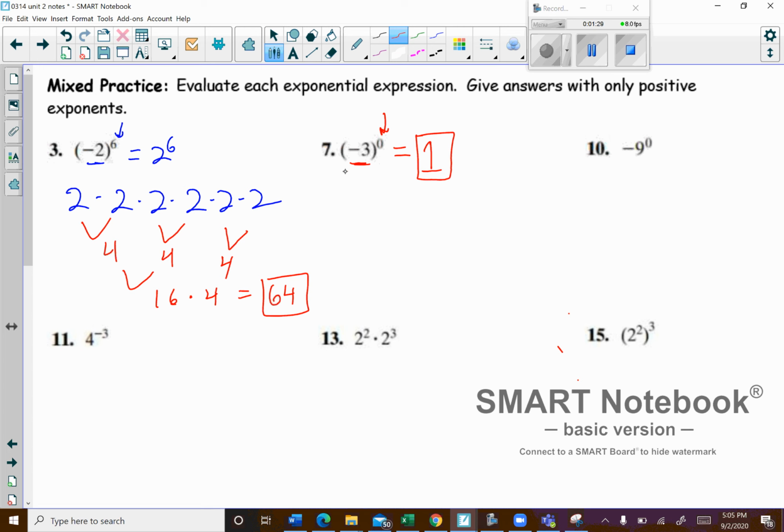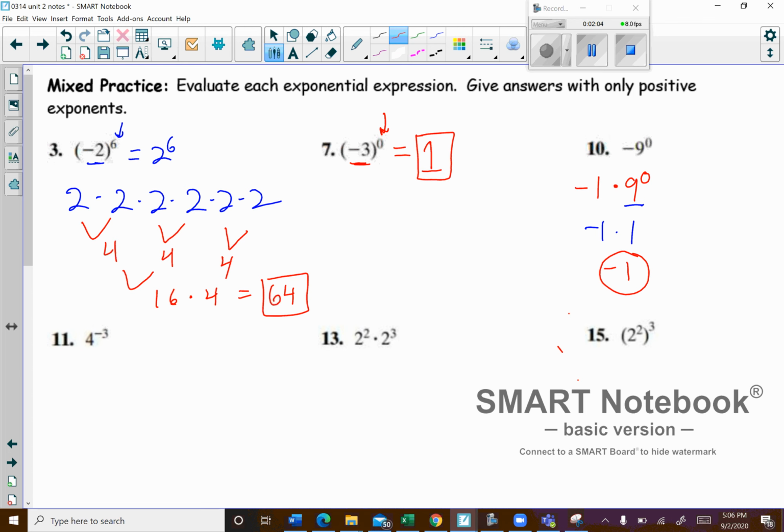Okay, now 10 is going to be a little different. So, yes, it's negative 9 to the power of 0, but it doesn't have parentheses. We talked about this in the last video. What that means is that negative actually gets applied after the exponent. So the exponent's going to make that equal 1, and so then negative 1 times positive 1. So we actually end up with a negative 1 result. So be a little careful there. That's just more about syntax. You just have to understand that that negative is applied after the fact.